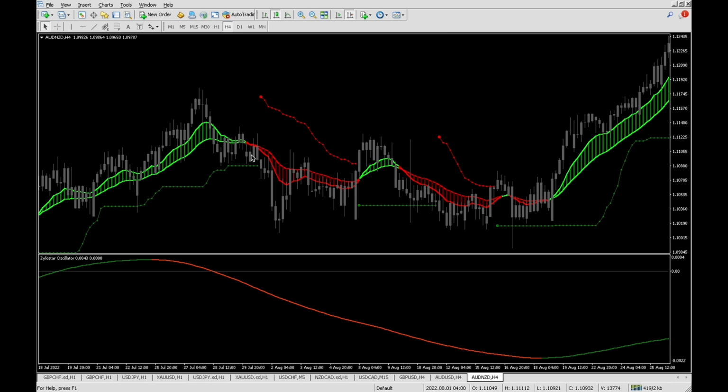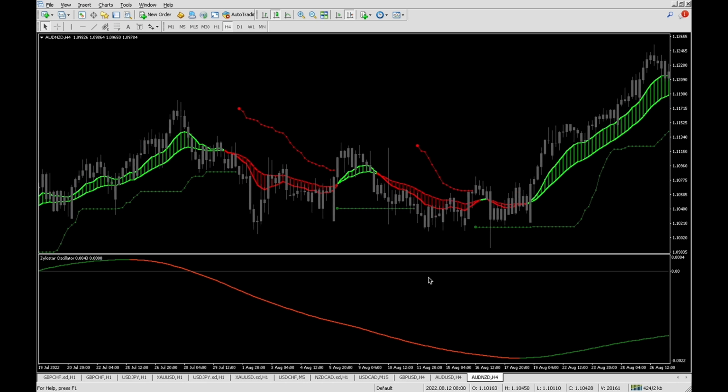Now you will just wait for the oscillator color to change, and then you will take another trade. So first you have taken a sell trade, and now you are going to take a buy trade. So for one change in color of the oscillator, you have to take just one trade.